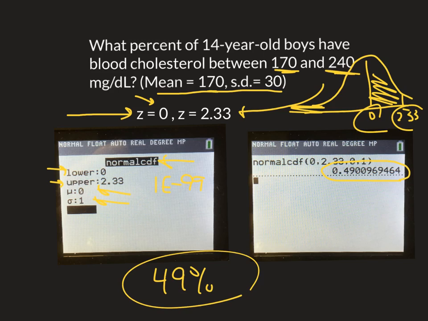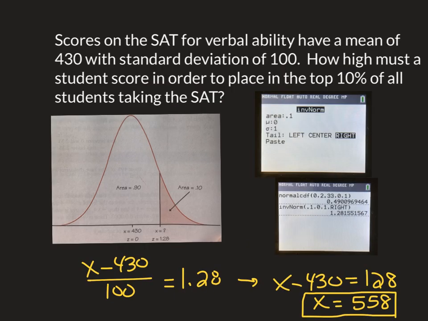Okay, now let's go the other way. This one says, scores on the SAT for verbal ability have a mean of 430 with standard deviation of 100. How high must a student score to place in the top 10% of all students taking the test? So now we're going backwards. I drew the curve here, and I want to know where the top 10% is. So that's the region right here. What I really need is the z-score.